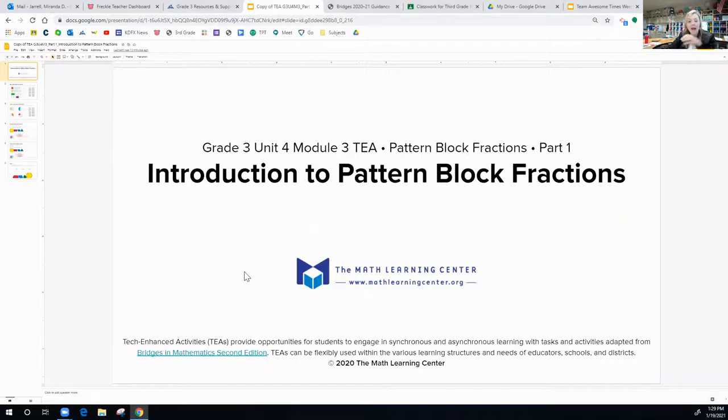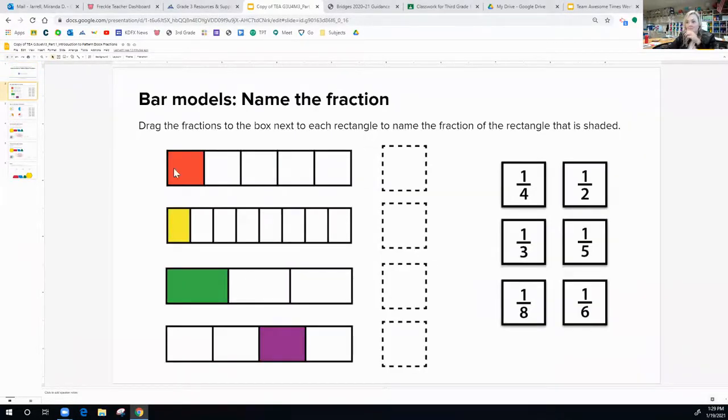We are going to be working with pattern blocks to help us understand our fraction pieces. It says drag the fractions to the box next to each rectangle to name the fraction of the rectangle that is shaded. So let's look at the first one. We have 1, 2, 3, 4, 5 boxes in this rectangle. There is 1 out of 5 shaded, so that would be the fraction 1/5.